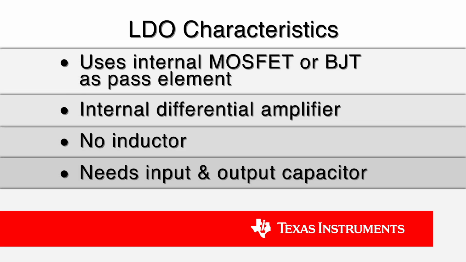As many of you have learned over the years, LDOs are typically a simple, small, quiet, and sometimes inexpensive way to regulate an output voltage when it's powered from a higher voltage input. The key internal pieces to an LDO are a MOSFET or bipolar junction transistor acting as a pass element and a differential or error amplifier. LDOs need no inductor, but usually will have external input and output capacitors.